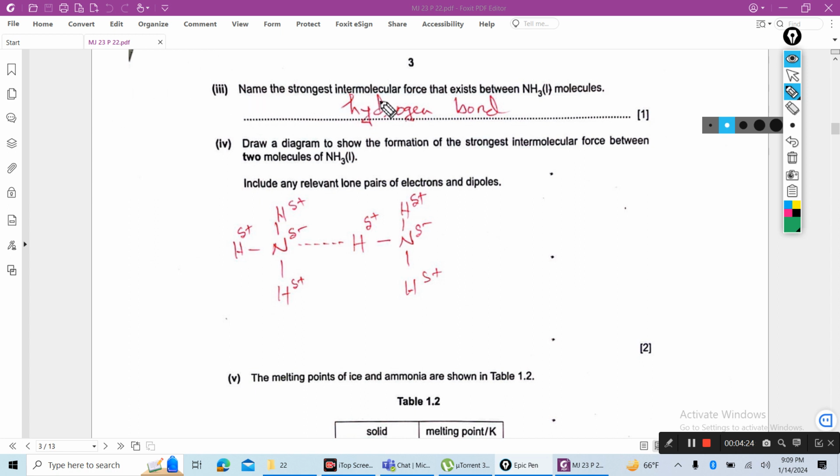Three. Name the strongest intermolecular force that exists between ammonia molecules. This is hydrogen bond or hydrogen bonding. The molecules which have N, O, F, nitrogen, oxygen and fluorine, these molecules have hydrogen bonding. What is hydrogen bonding? The attraction between partially positive hydrogen of one molecule and partially negative oxygen, nitrogen or fluorine of another molecule is called hydrogen bonding.